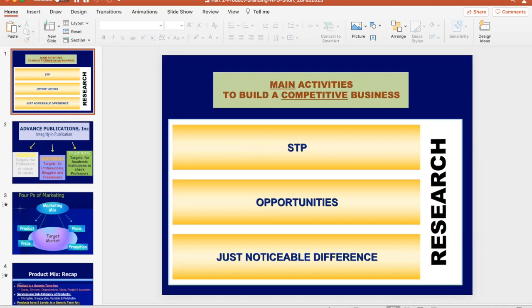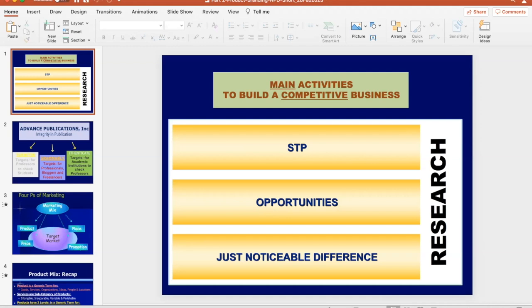Then the next thing you want to understand is the concept of opportunities. The opportunity is what supports the development of your business. It's like the skeleton, the backbone of your business. And then you have this concept of just noticeable difference, which is what it is that you're offering that is different.